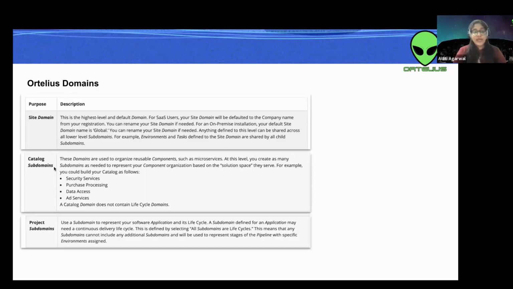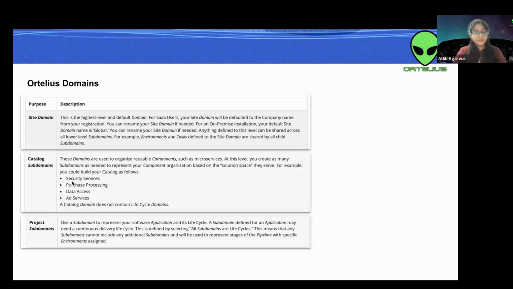Next, we have catalog subdomains. These domains are used to organize reusable components such as microservices. Inside catalog domains, we publish our microservices, and at this level, we can create as many subdomains as we need to represent our company or our component organization based on the solution space. So basically, according to the organization and the problem space of our organization, we can create a catalog subdomain which will publish our microservices according to the solution space we need.